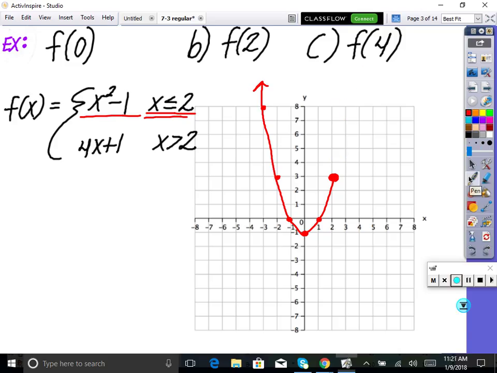Now, did it include 2? Yes, so it's a closed circle there. We're good to go. Now, moving on.